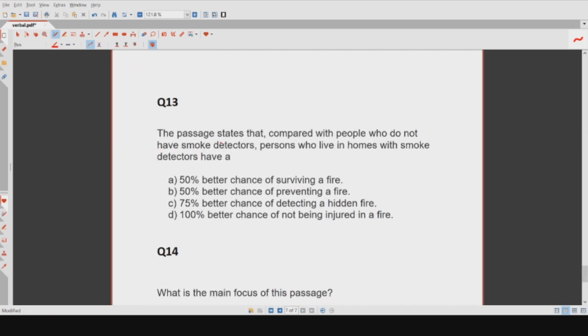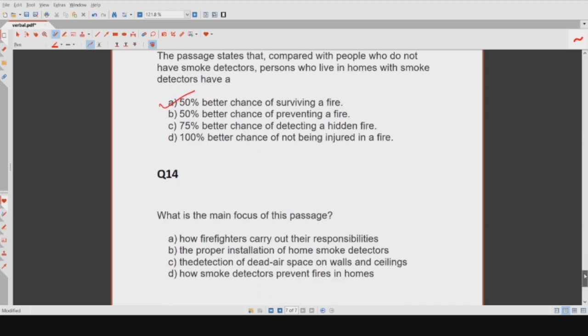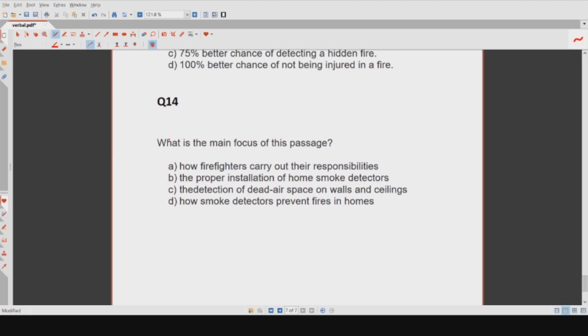Question 13. The passage states that compared with people who do not have smoke detectors, persons who live in homes with smoke detectors have a: 50% better chance of surviving a fire, 50% better chance of preventing a fire, 75% better chance of detecting a hidden fire, 100% better chance of not being injured in a fire. The correct answer for this is 50% better chance of surviving a fire. Question 14. What is the main focus of this passage?